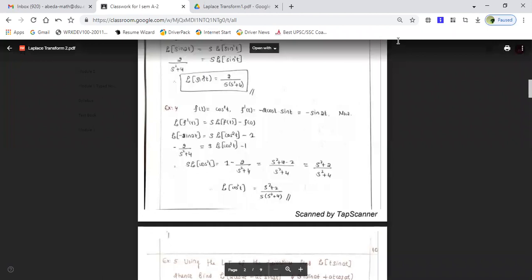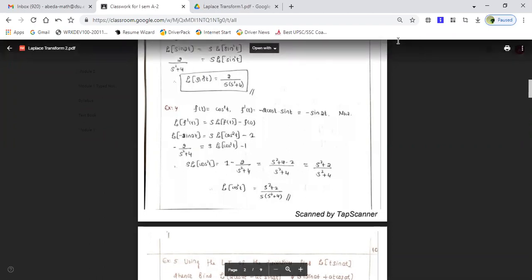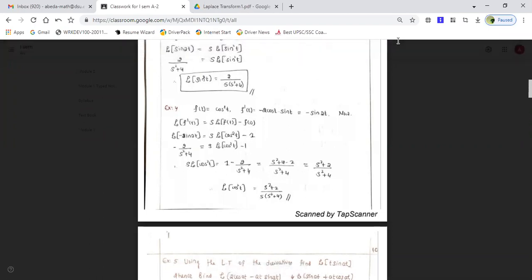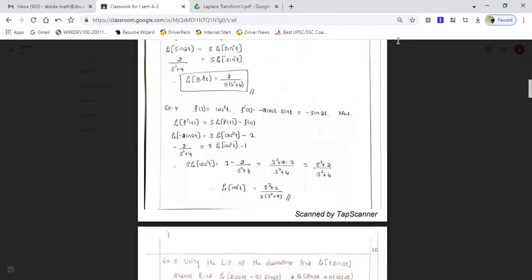Now again apply the Laplace transform of f dash of t, that is s into L of f of t minus f of 0. This is equal to the Laplace transform of minus sin 2t here, because my f dash of t is minus sin 2t, which is equal to s into L of cos square t, where f of t is cos square t, minus f at the point of 0. So f at the point of 0 means it is cos square 0. That is equal to 1 here.